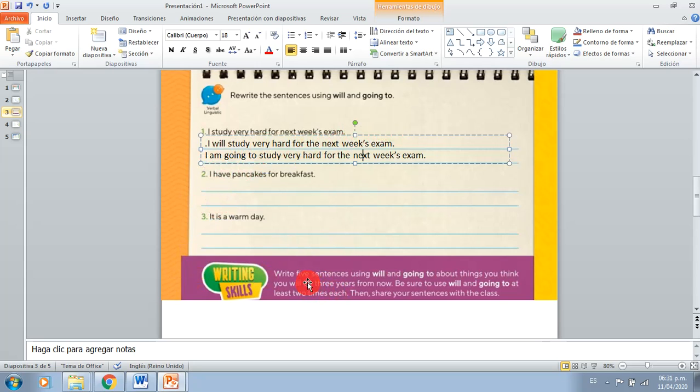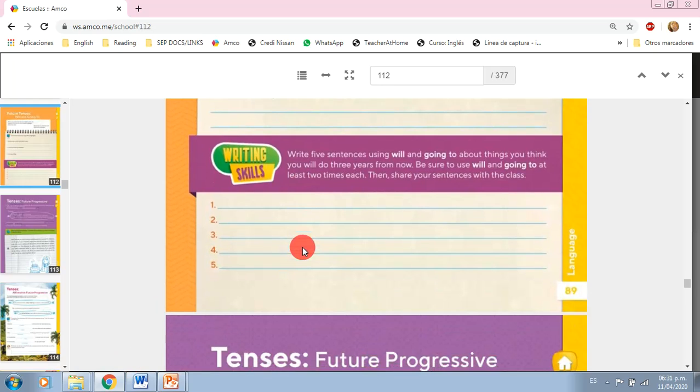And let's see. Write 5 sentences using will and going to about things you think you will do 3 years from now. Be sure to use will and going to at least 2 times each. Then, you're not going to share it with the class, you're going to share it with me. You're going to write 5 sentences, maybe 2 with will and 3 with going to, or vice versa, or the way that you want. But you have to use will and going to. About things you think you will do 3 years from now. So from today, in 3 years, what will you be doing or what are you going to do?